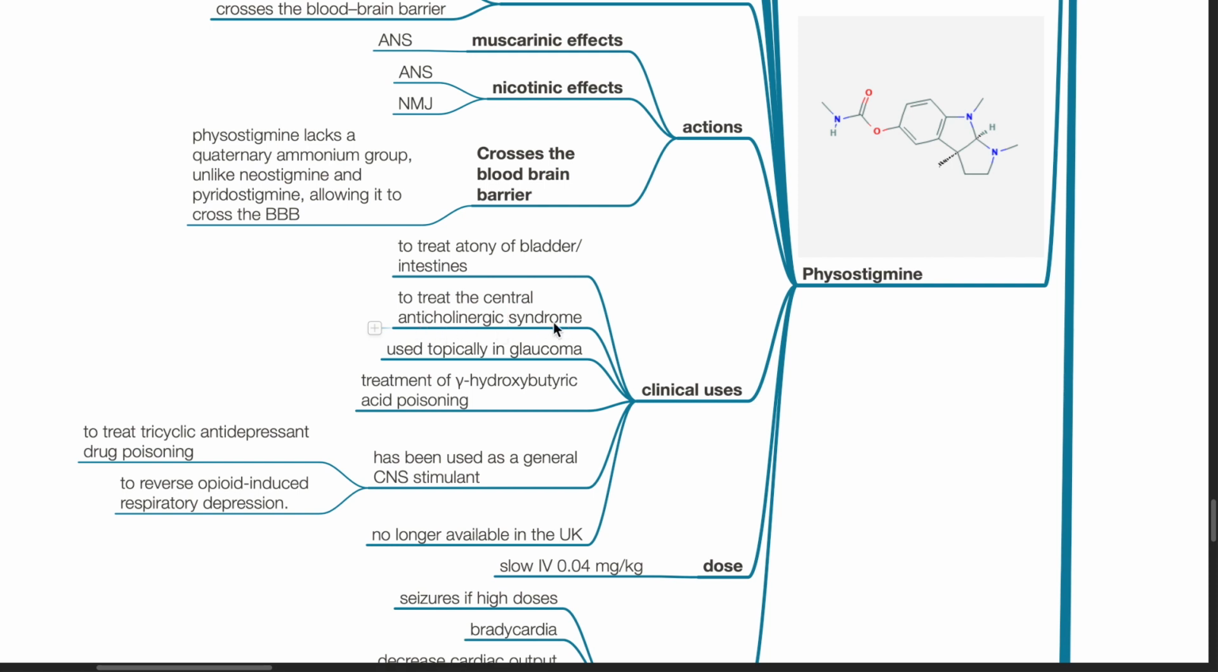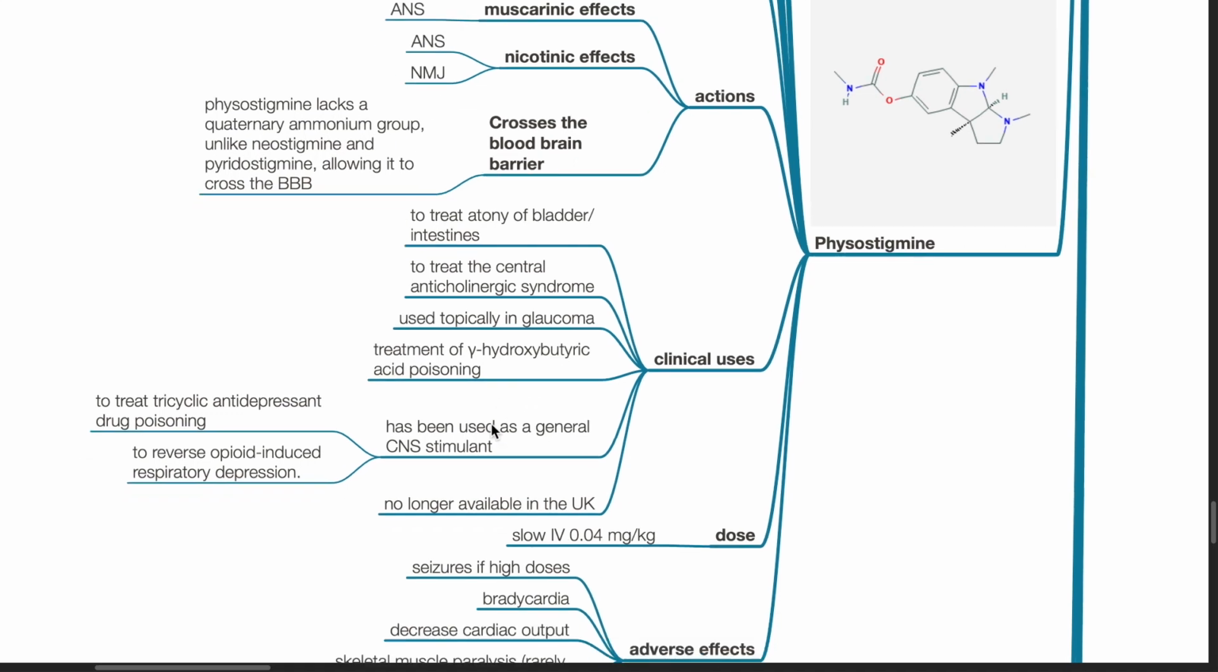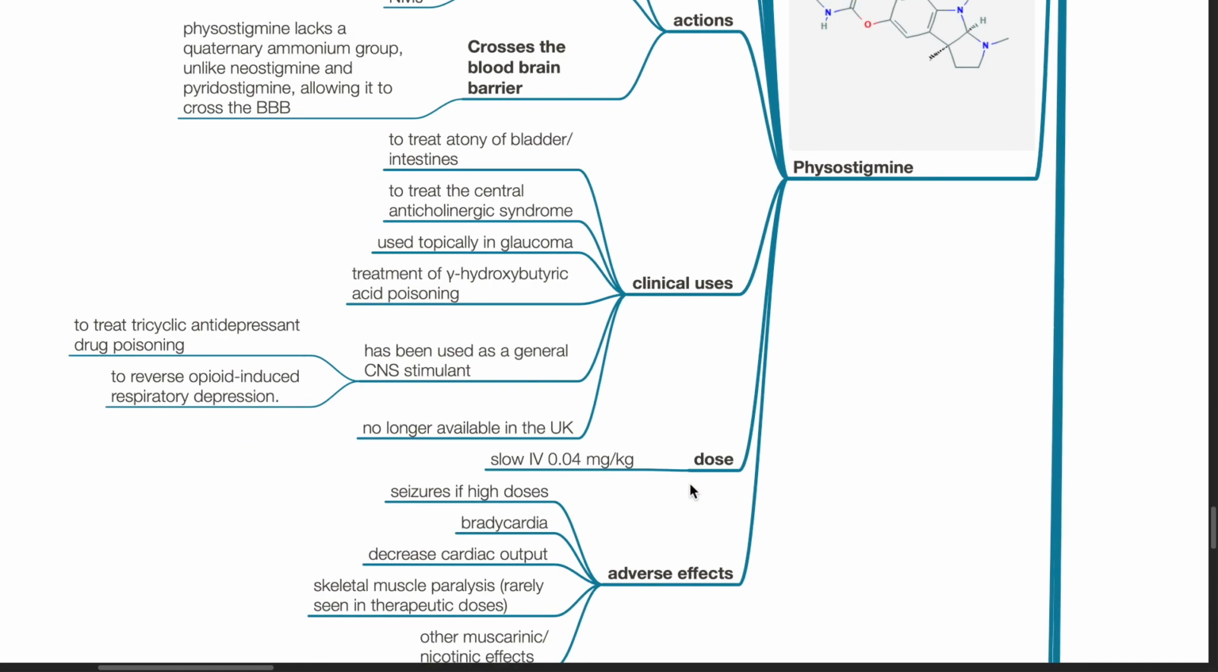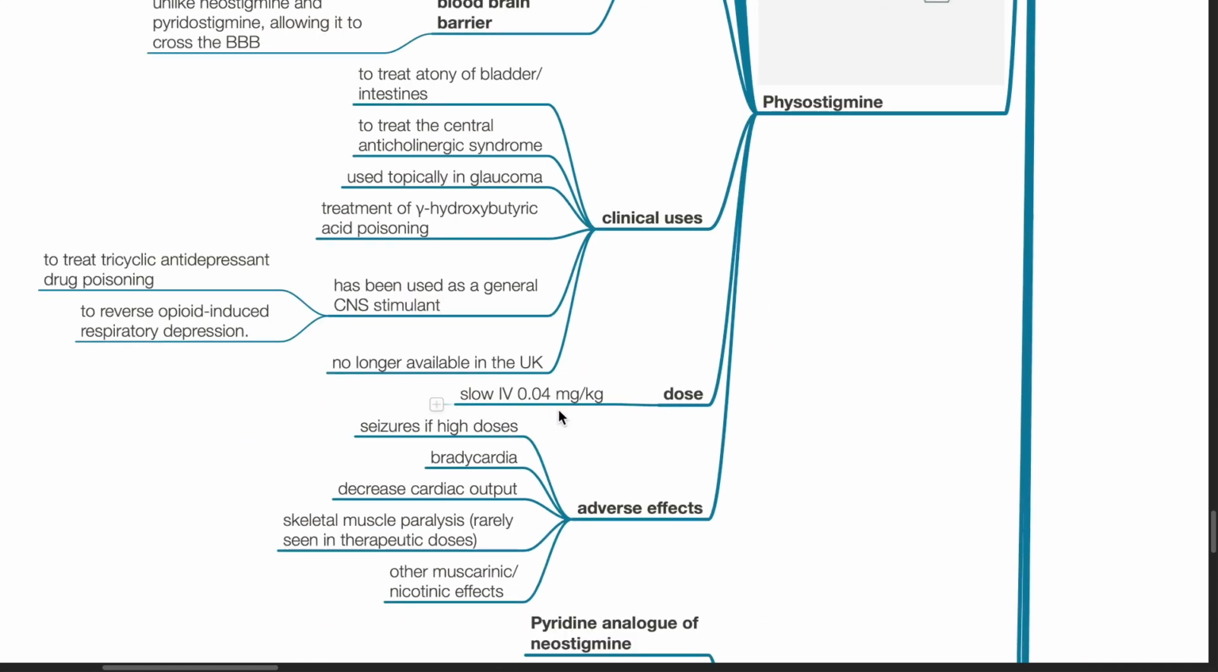It is used topically in glaucoma. It is used to treat gamma-hydroxybutyric acid poisoning. It has been used as a general CNS stimulant to treat tricyclic antidepressant drug poisoning and to reverse opioid-induced respiratory depression. Physostigmine is no longer available in the UK. The dose is slow IV 0.04 mg per kg. Adverse effects: seizures if high dose, bradycardia, decreased cardiac output, skeletal muscle paralysis, other muscarinic or nicotinic effects.